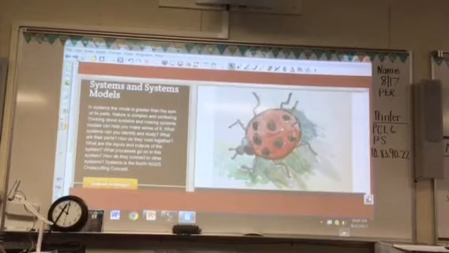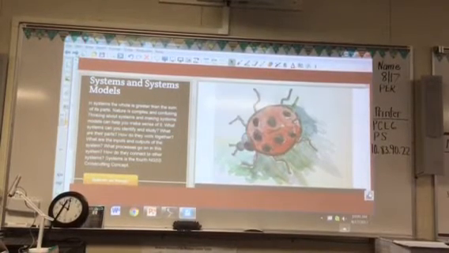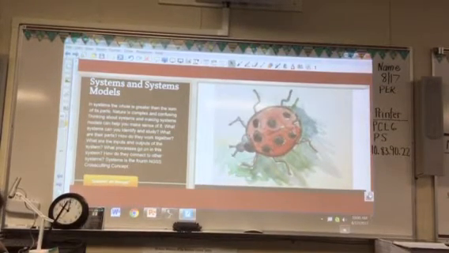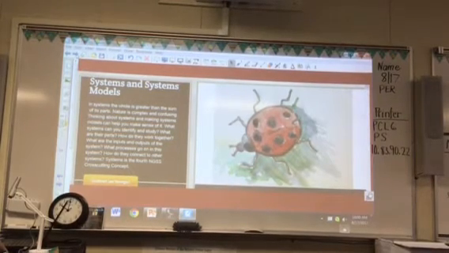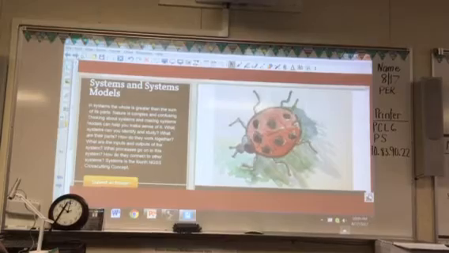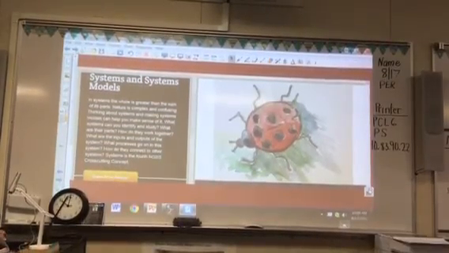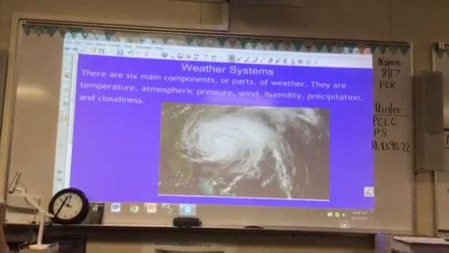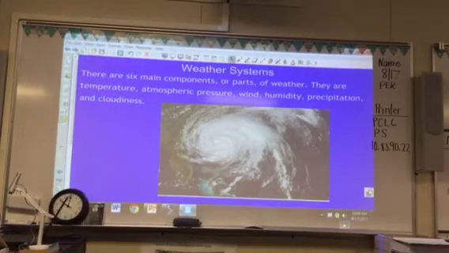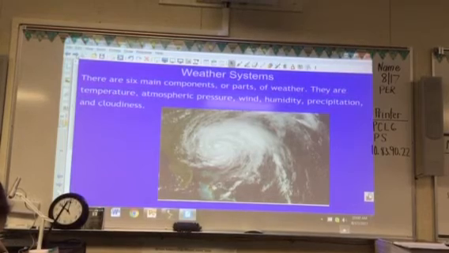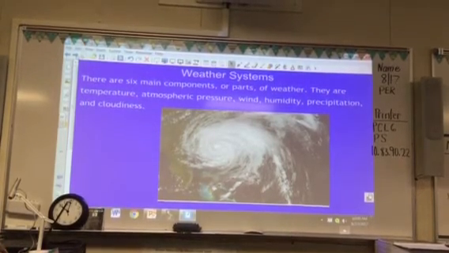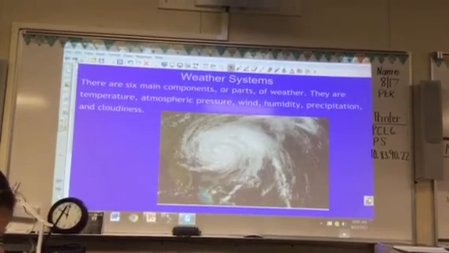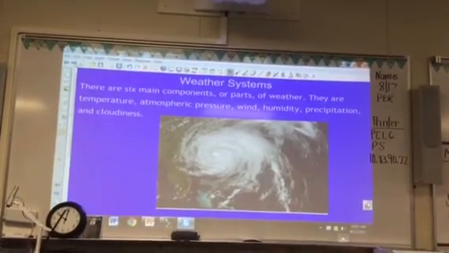And you will notice that we do that a lot in science. There's pictures and models of things, such as the parts of a cell, okay? Such as the parts of an atom, etc. So I just gave you 2 examples. Here's another example. Weather systems. There are 6 main components or parts of weather. They are temperature, atmospheric pressure, wind, humidity, precipitation, and cloudiness. All of those elements make up the weather system.